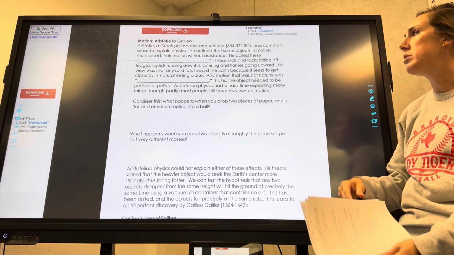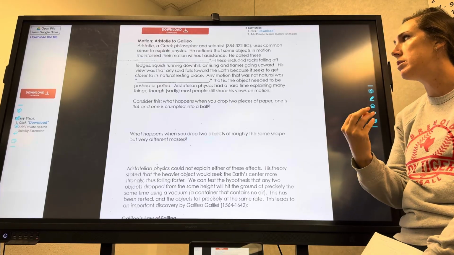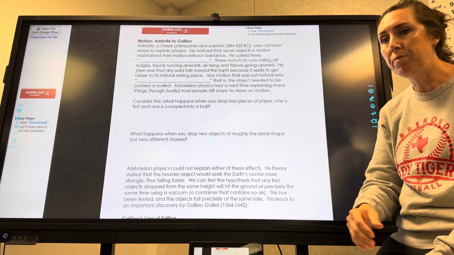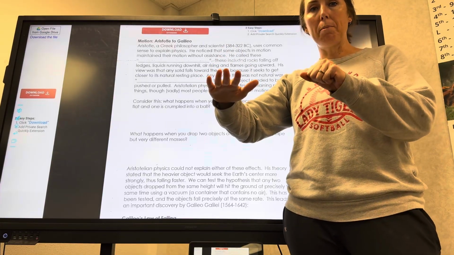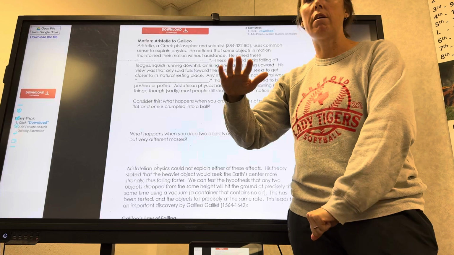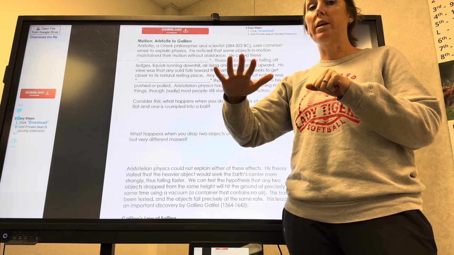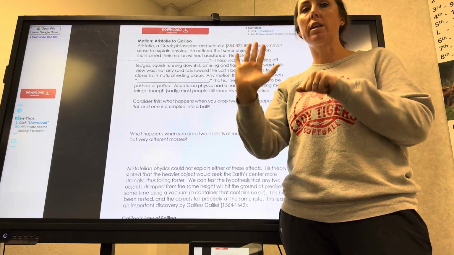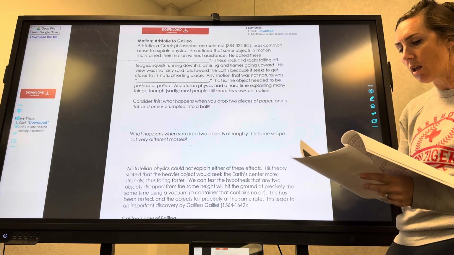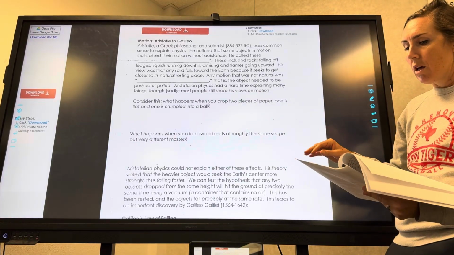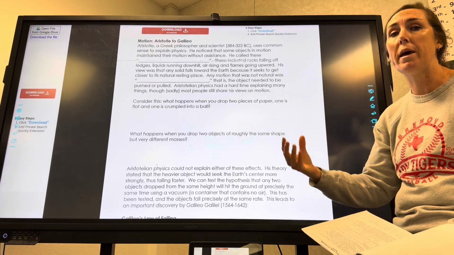Okay, then we considered what happened when we dropped two pieces of paper. One was crumpled and one was flat. Now, when we drop them horizontally, flat and crumpled, the crumpled ball hit the ground first. There was air resistance facing the horizontal paper. But when we eliminated air resistance and held it vertically, they fell at the same time. So we decided that the masses are the same, but they could fall at the same rate or different rates depending if there was air resistance.